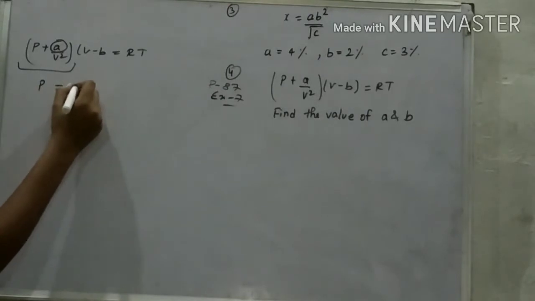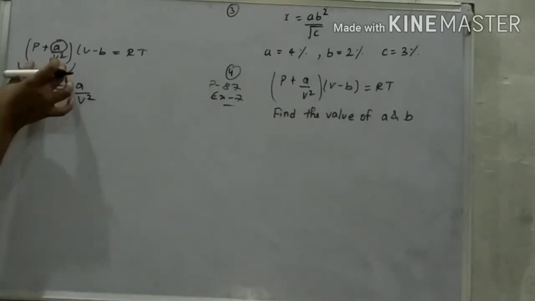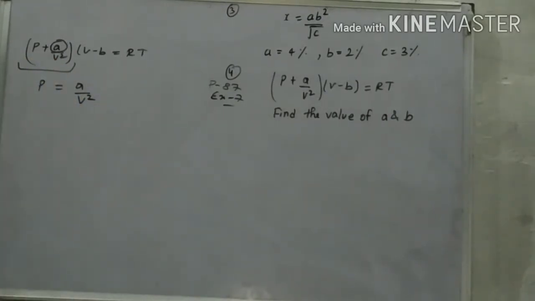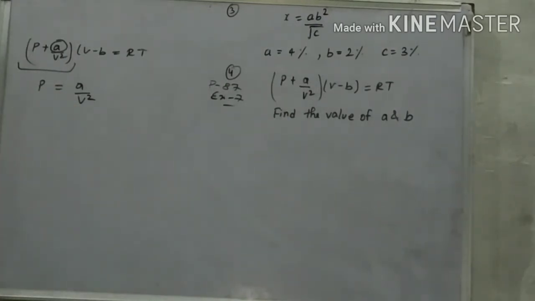So P is equal to A upon V square. This is how the equation will come. In the homogeneity principle, the dimensions on both sides of the plus were the same. So that is the only principle we are using. Before solving these questions, go through the theory part: what is the principle of homogeneity and how we have calculated it. Just watch that video also.